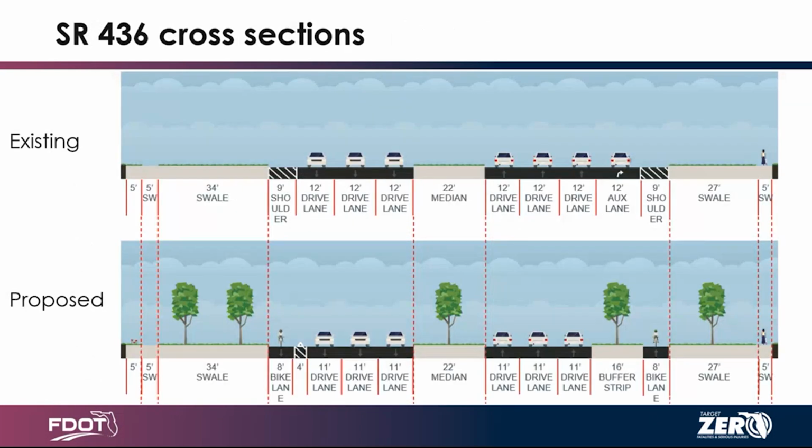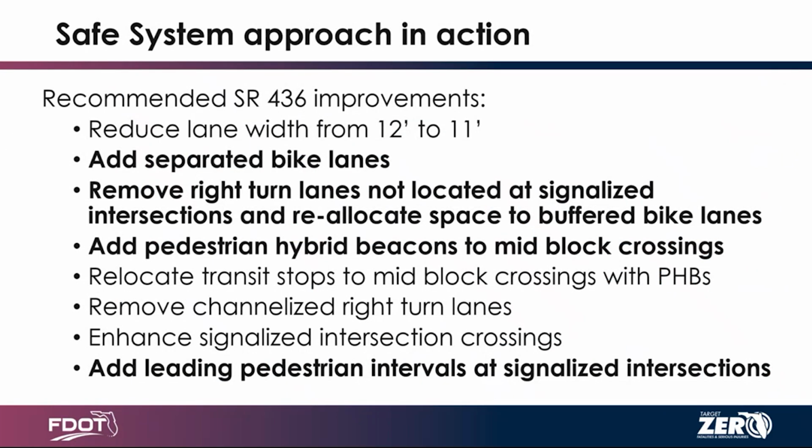So here's an example of the existing cross section versus the proposed cross section. You can see how a lot of it is reallocation of space within the roadway envelope, right? So how are we deciding to use that space to create a safer road and safer conditions? So maybe a quick question, and maybe I'll go back to this slide: how do you see some of these safety elements fitting into the safe system elements that we were talking about before?